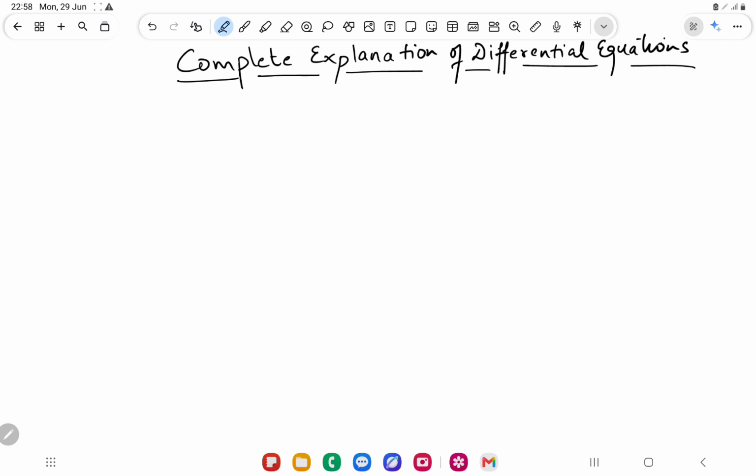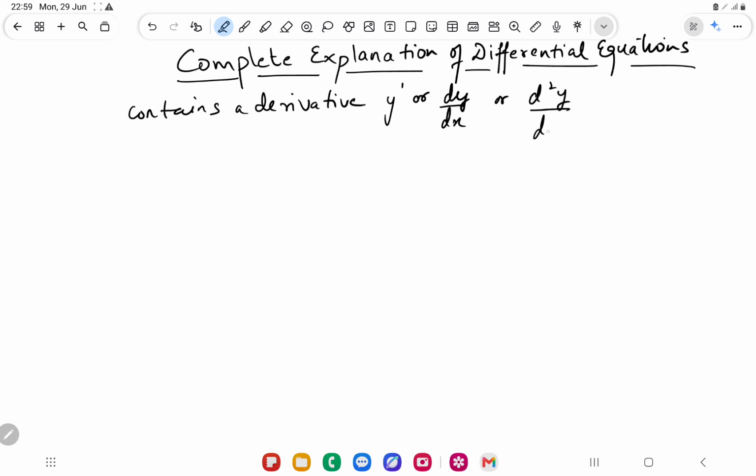Basically, a differential equation is any equation that contains a derivative. Derivative means either I can write y dash or I can write dy by dx. So if you ever see dy by dx, or d2y by dx square, something like this, anywhere in the equation, it means it is a differential equation.